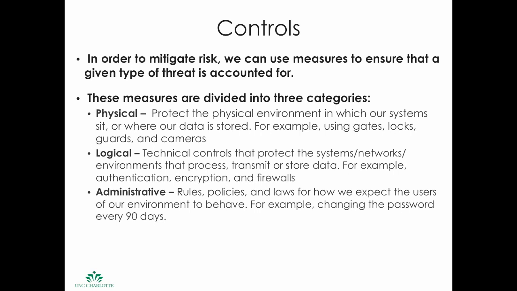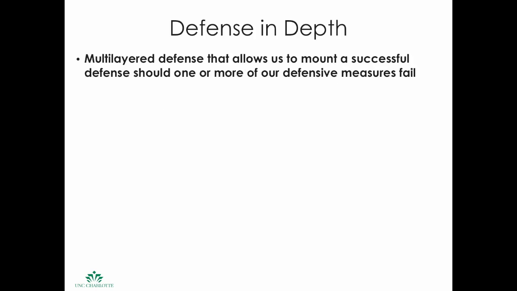Number 2 are the logical controls. These are the technical controls that protect the systems, networks, environments that process, transmit, or store our information and data. Some logical controls include authentication, encryption, and firewalls. Third are the administrative controls. These are the rules, policies, and laws for how we expect the users of our environment to behave. An example of this type of control is changing the password every 90 days.